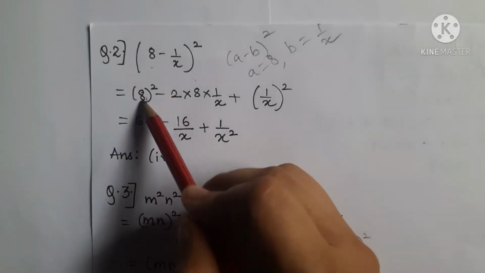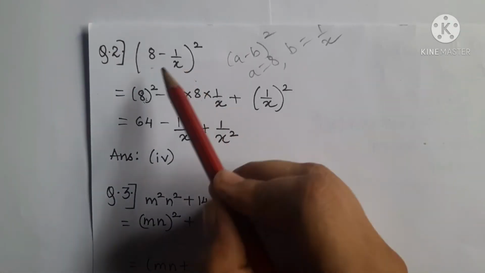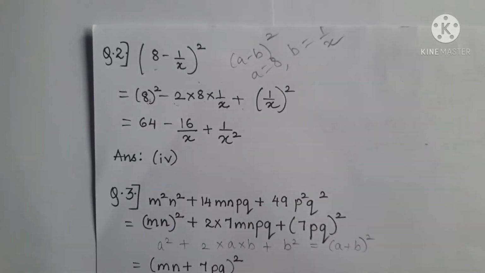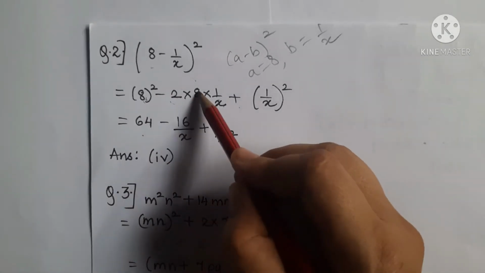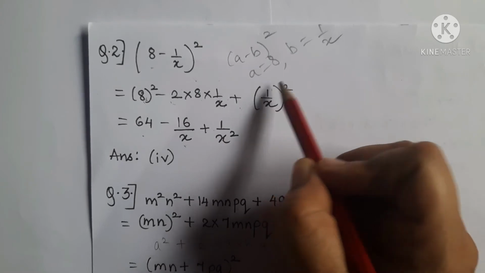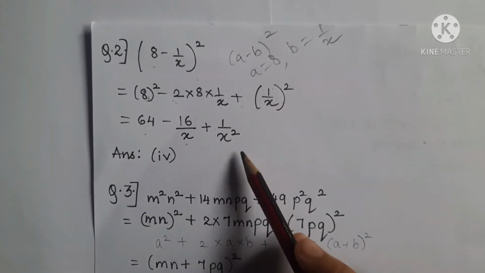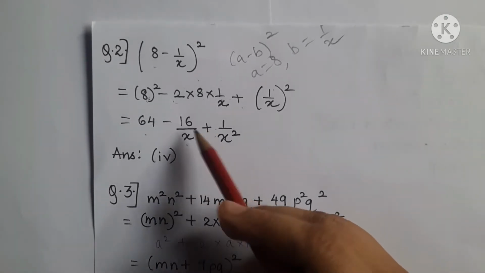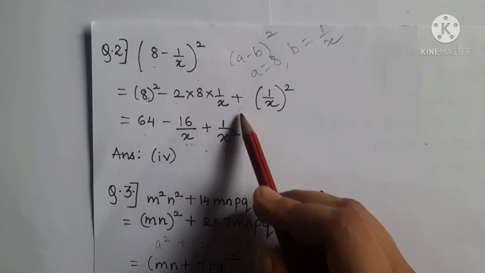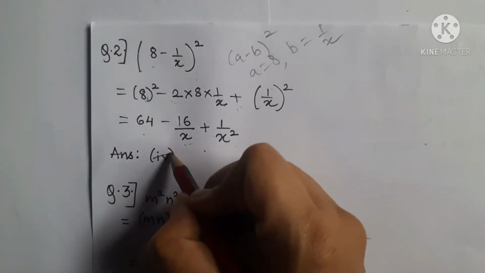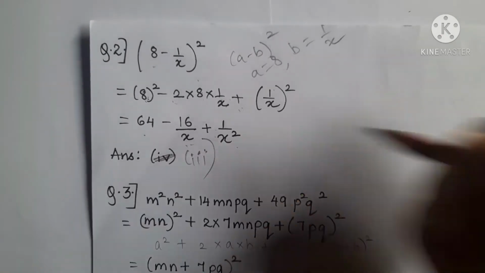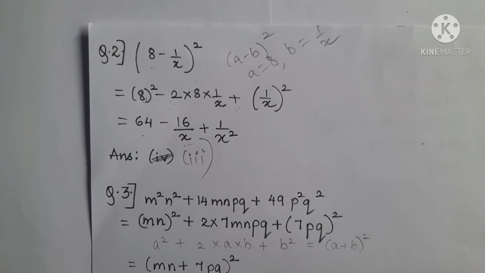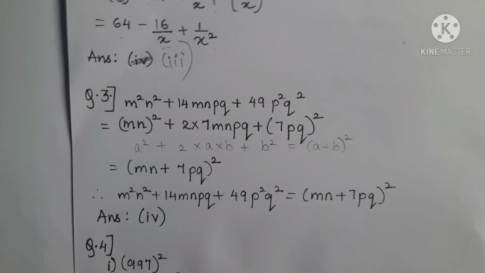So, a square, that is 8 square minus 2 into a into b, that is 2 into 8 into 1 upon x plus 1 upon x the whole square. 8 square is 64, 2 8s are 16 upon x plus 1 square is 1 and square of x is x square. So, your answer is 64 minus 16 upon x plus 1 upon x square. So, your answer is third one. Okay, your third option, 64 minus 16 upon x plus 1 upon x square. This is your answer. Okay, next, the fourth sum.